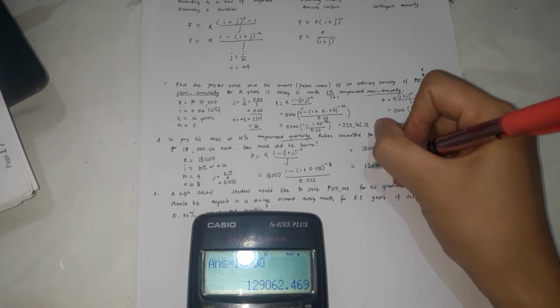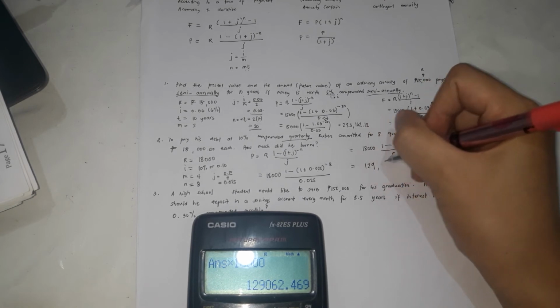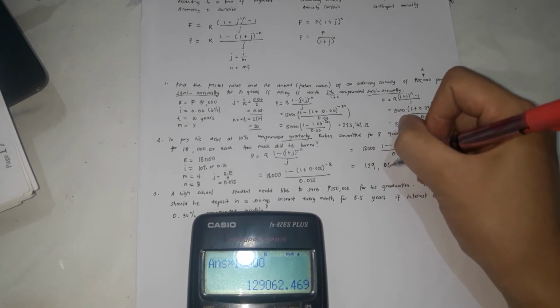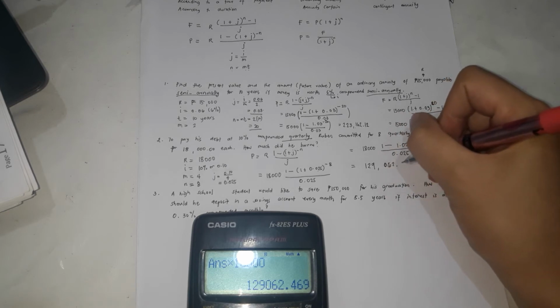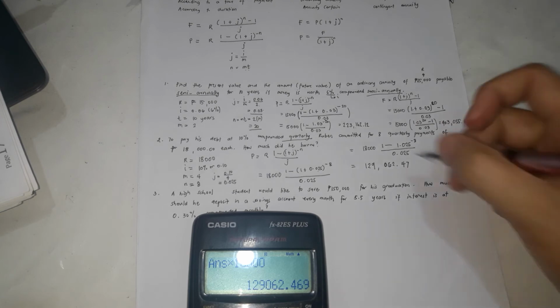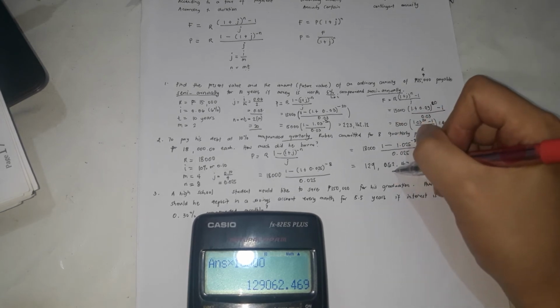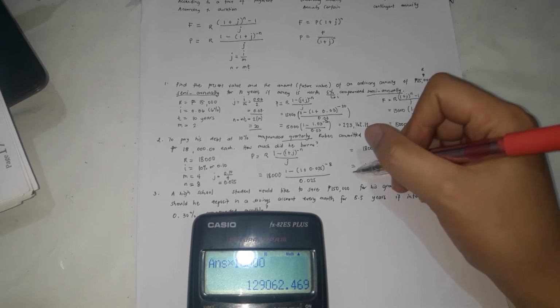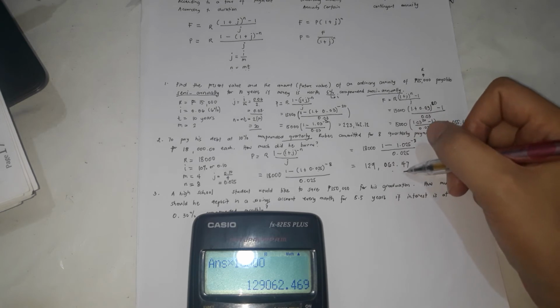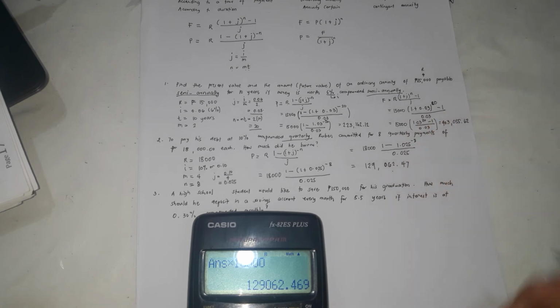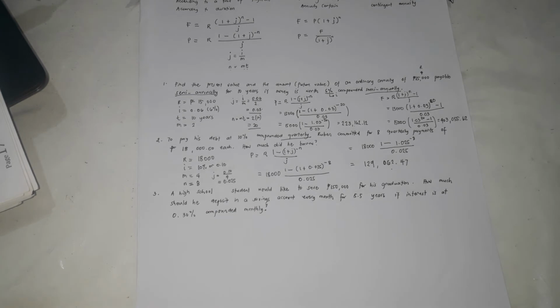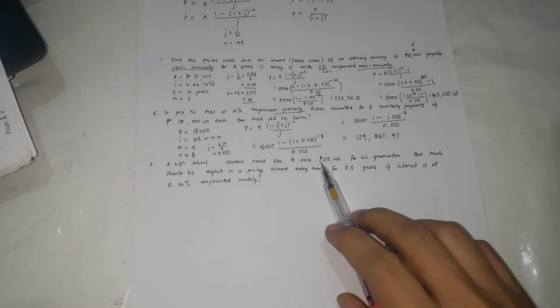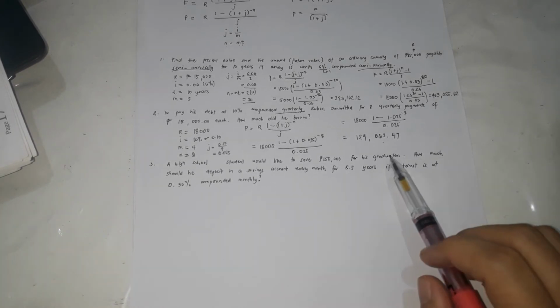So how much did you borrow? That's 129,062 pesos and 47 centavos. That is what you borrowed. But what you will pay is not just 129,000, so that doesn't include the interest. So, God bless you. Next, a high school student would like to save 150,000 for his graduation.